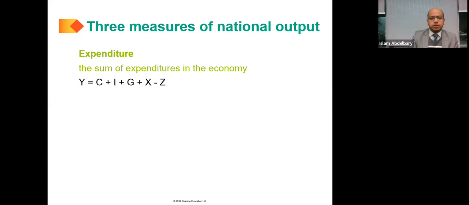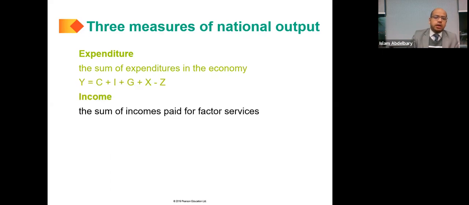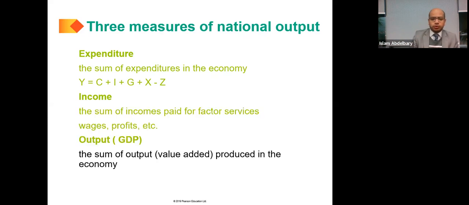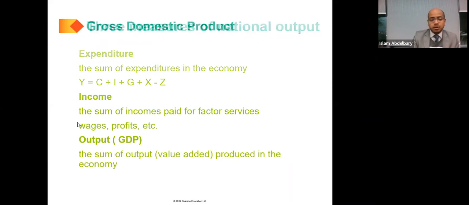So the sum of expenditure is the economy, كل اللي احنا صرفناه جوه الايكونومي. The income, the sum of incomes paid for factor services, كل الفلوس أو كل العوائد اللي عائد على كل واحد contributed in the production process. And lastly, the output for what we produce. This is the value added produced in the economy.